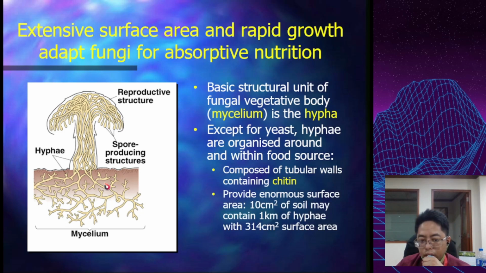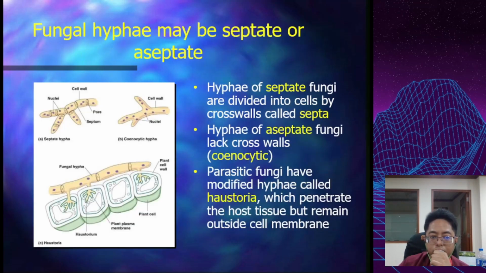So except for yeast, hyphae are organized around and within the food source. They are composed of tubular walls containing chitin, and they will provide enormous surface area. Okay, so as much as 10 cm square of soil might have 1 km of hyphae with 314 cm square of surface area. So the fungal hyphae can be septate or aseptate.